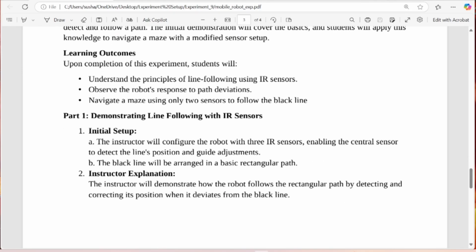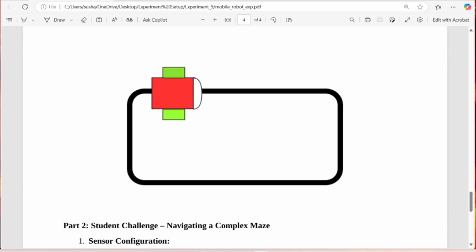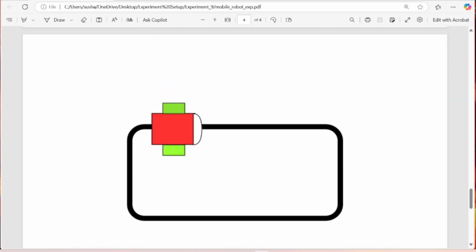Okay, so these are the 3 experiments that we have. This is the line following that I was talking about. In this line following robot, there are 3 IR sensors at the bottom, and it will try to keep the sensor in the middle on top of the line. So it will keep the left sensor on the left side of the line, the right sensor on the right side of the line, and the central sensor on the line. And this is how it is going to follow a straight line.